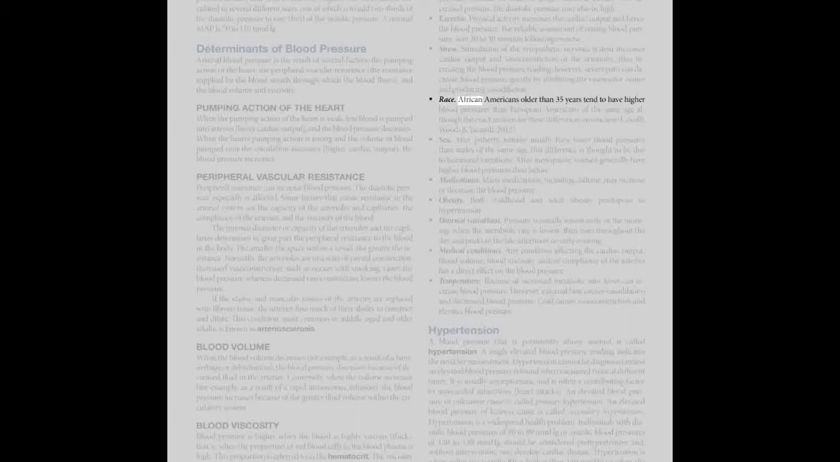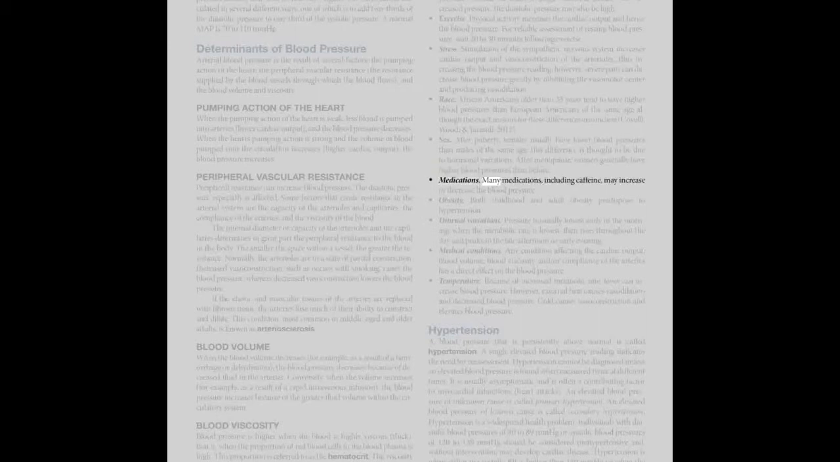Race. African Americans older than 35 years tend to have higher blood pressures than European Americans of the same age, although the exact reasons for these differences are unclear. Covelli, Wood, and Urandi, 2012. Sex. After puberty, females usually have lower blood pressures than males of the same age. This difference is thought to be due to hormonal variations. After menopause, women generally have higher blood pressures than before.